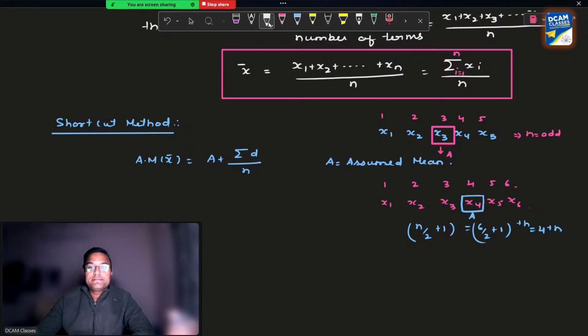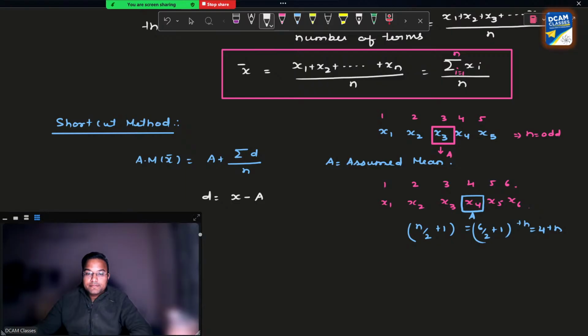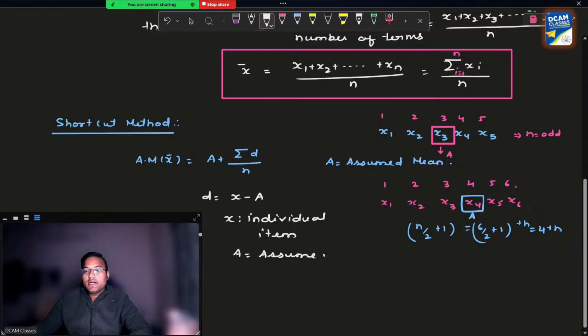Understood, Haripriya? Yes, sir. Now after this, what is d? d is the deviation of the individual value x from this assumed mean, x minus A. x is the individual item, and A is your assumed mean. It's called the deviation.